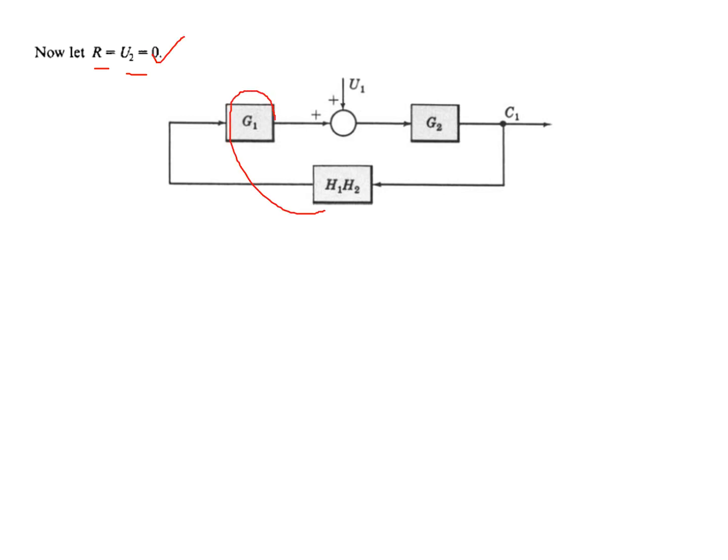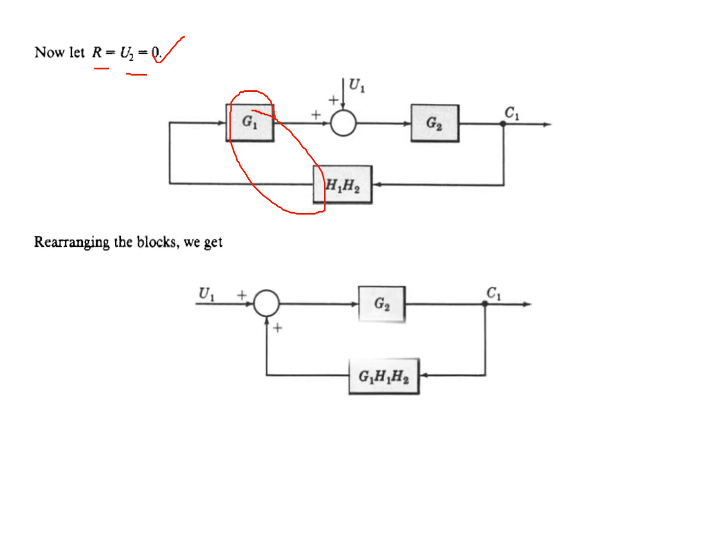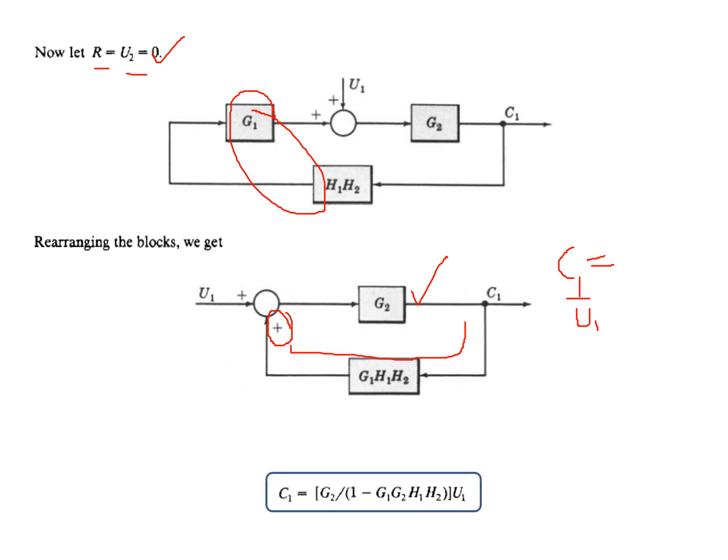Now these two are connected in cascade, so we can rearrange this block diagram. By rearranging, we get this one. If we observe, this is the feedback, that too positive feedback. By using this block diagram, find the transfer function C1 by U1. After finding the transfer function, obtain C1, which is given as G2 by 1 minus G1 G2 H1 H2 into U1. Consider this as equation number 2.